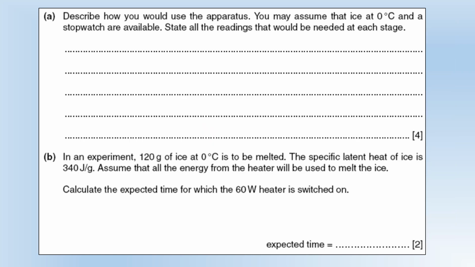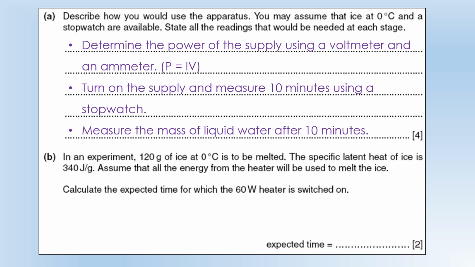Okay, so describe how you would use the apparatus. You may assume that ice at 0 degrees and a stopwatch are available. State all the readings you'd need at each stage. So what we're going to do is first figure out the power that we're supplying. I'd use a voltmeter and ammeter, and power is equal to current times potential difference. So you turn on the supply and measure 10 minutes using a stopwatch.